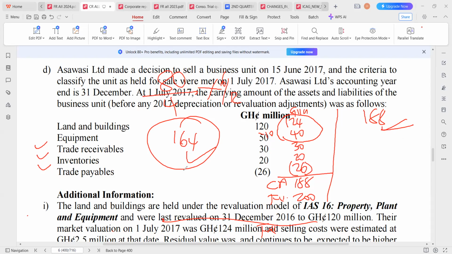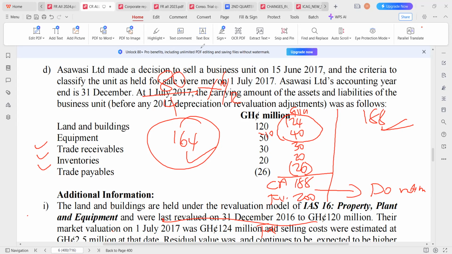And lastly, what do we say here? Do nothing. The first time, if the fair value less cost to sell is more, do nothing. Remember, I wrote do nothing somewhere before. So do nothing, don't write anything. That's all for this question. This is a final level question.